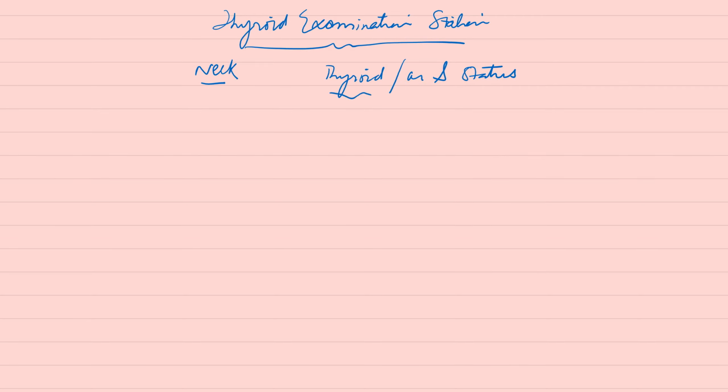So in the last lecture we finished the thyroid gland examination in the neck, and now we are going to check the status. So what are you going to examine to know the status of the patient? Status is to know if the patient is hyper or hypothyroid. He has hyperthyroidism or hypothyroidism.